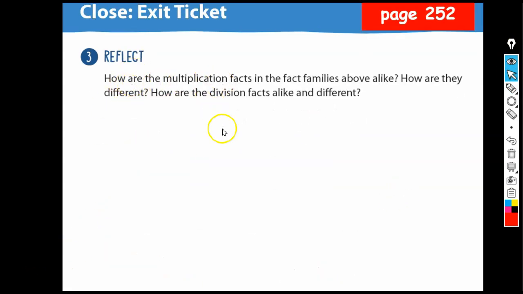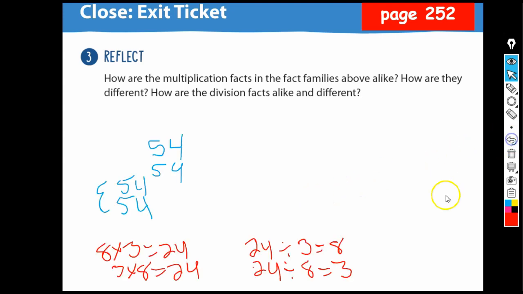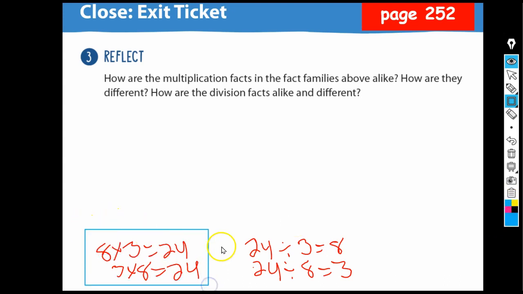It says, how are the multiplication facts and the division facts in the fact families above alike? How are these alike? Alana? They all have the same numbers in each equation. Okay. Do they both have the same answer? Yes or no? Okay, good, because on both it's 24. Gotta listen carefully before you answer me, because I said, do they both have the same answer?